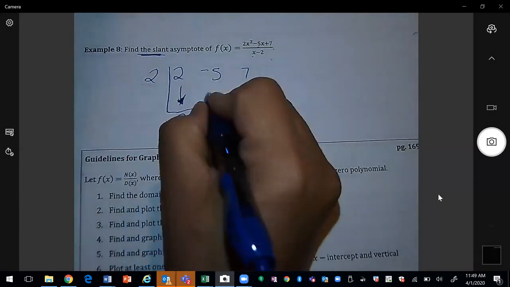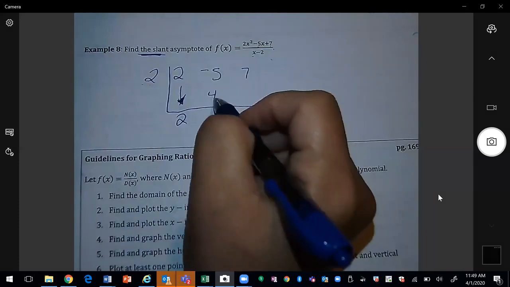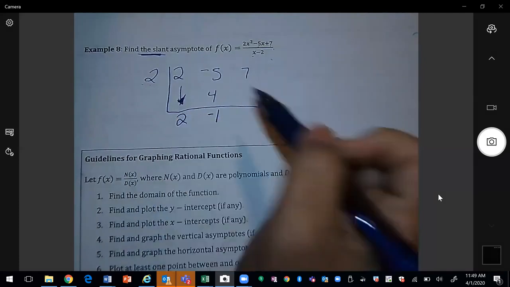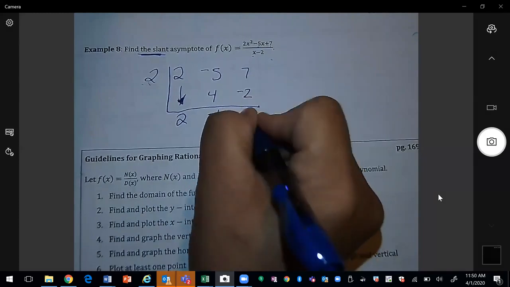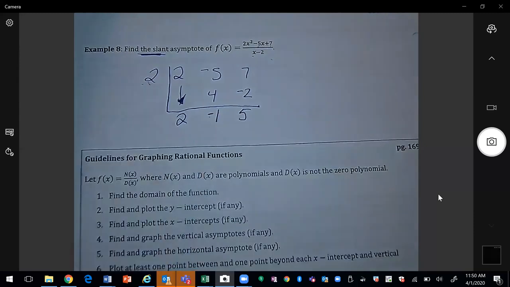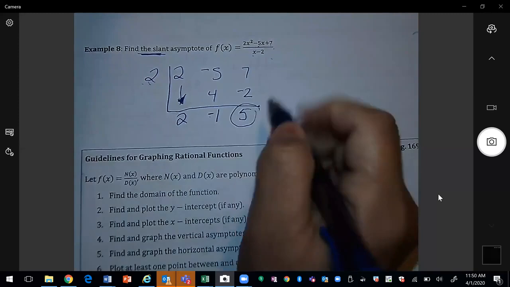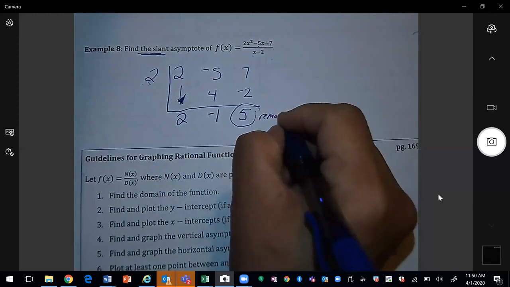2 times 2 is 4. -5 plus 4 is -1. 2 times -1 is -2. 7 plus -2 is 5. Okay, so remember that the last number represents your remainder.